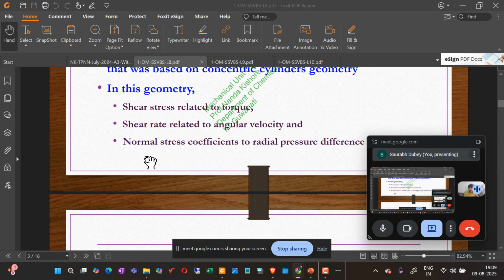So the main thing is the shear stress related to the torque that you have to measure with this rotational rheometer.